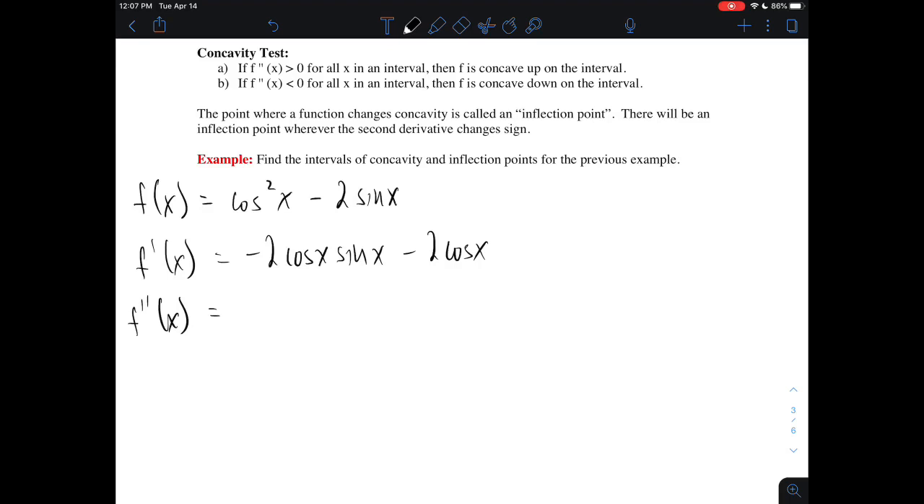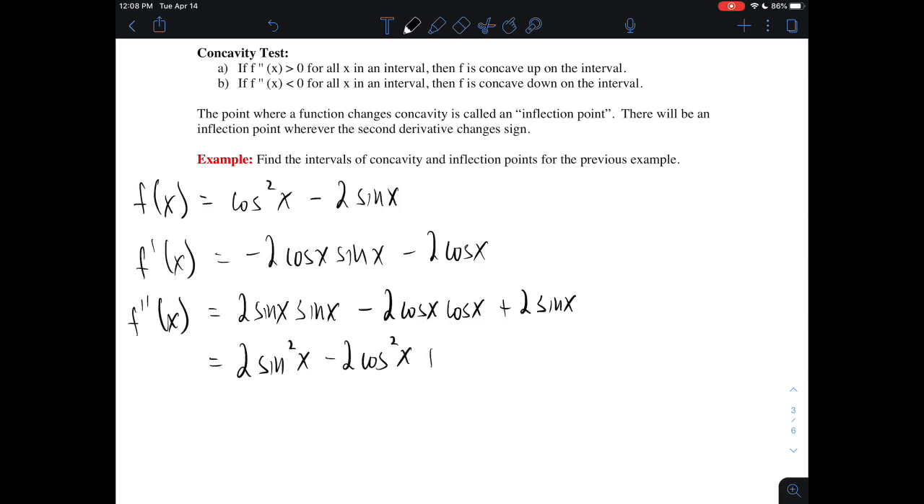That would give us positive 2 sine x times sine x, and then minus 2 cosine x cosine x, and plus 2 sine x. And we can arrange all of this together as 2 sine squared x minus 2 cosine squared x plus 2 sine x. Just like the previous example, to figure out the intervals of concavity, we first need to figure out where the second derivative is equal to 0. So this is kind of like finding the critical numbers of the first derivative.